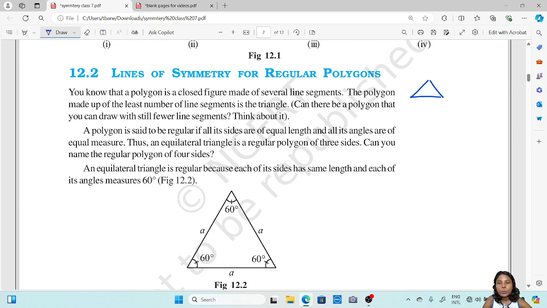Now, a polygon is said to be regular if all its sides are of equal length and all its angles are of equal measure. So, what is a regular polygon? Triangle has 3 angles and 3 sides, and they have to be equal. Only then we call it a regular polygon. Thus, an equilateral triangle is a regular polygon of 3 sides. Can you name a regular polygon of 4 sides? Obviously, 4 sides: 1, 2, 3 and 4. So, that becomes the square.